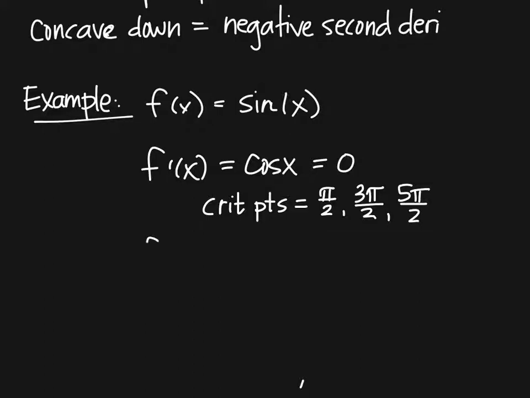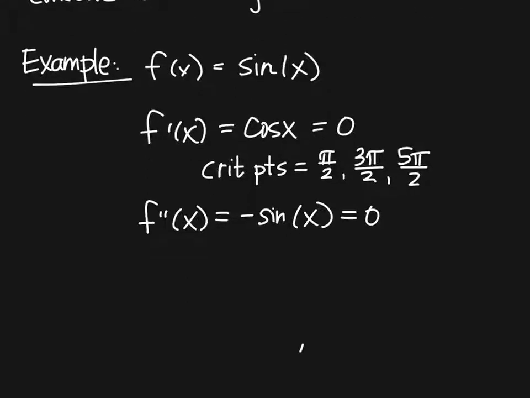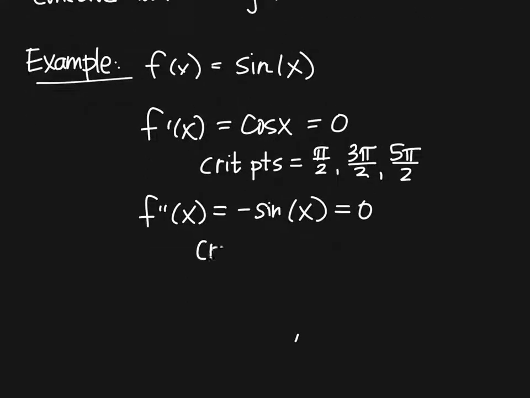The second derivative will be negative sine of x when I set that equal to 0. So you're going to do the same thing to the second derivative that you were doing to the first derivative. You should also consider undefined, but I already knew that sine and cosine were never undefined, so I sort of skipped over that section. But we're going to have critical points here. And the critical points for that are going to be 0 pi, 1 pi, 2 pi, etc.